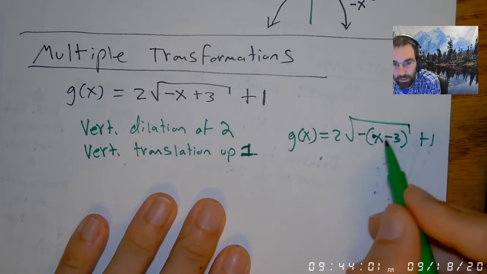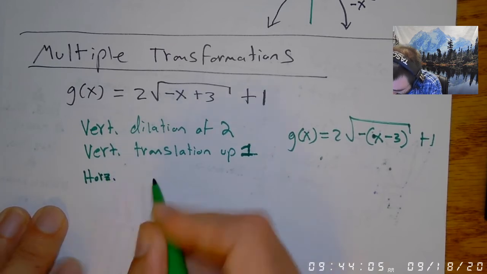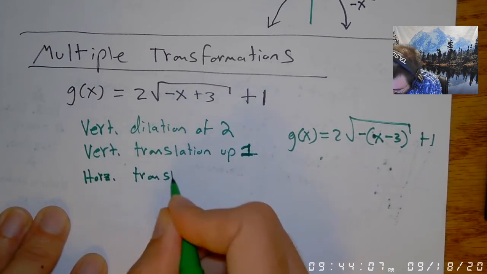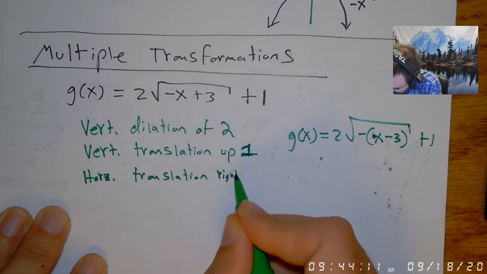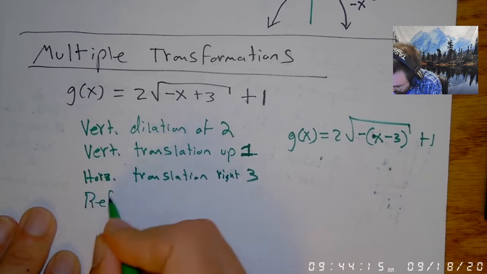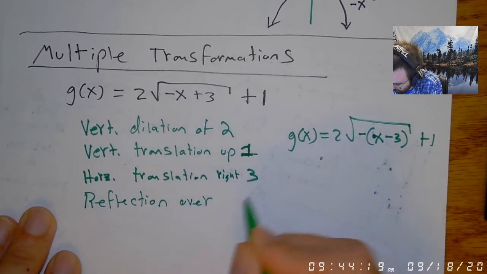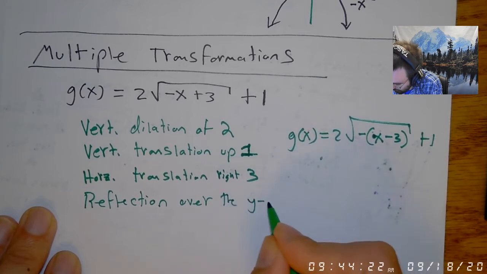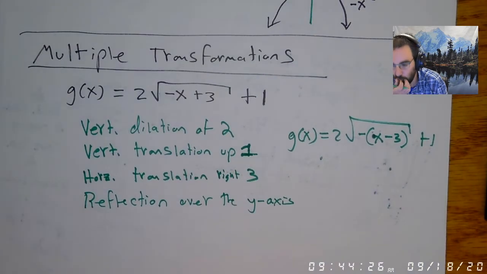So again, right here, I can see that I have a horizontal translation right 3, and I have a reflection over the y-axis because it's a multiply by a negative on the inside.